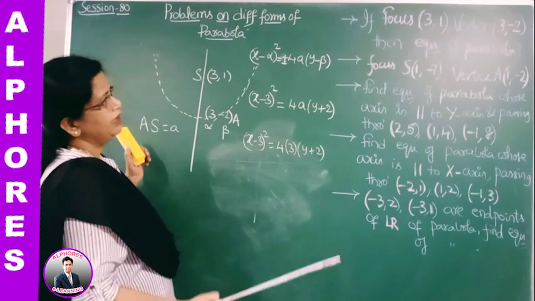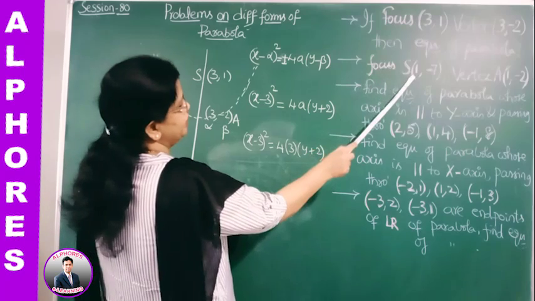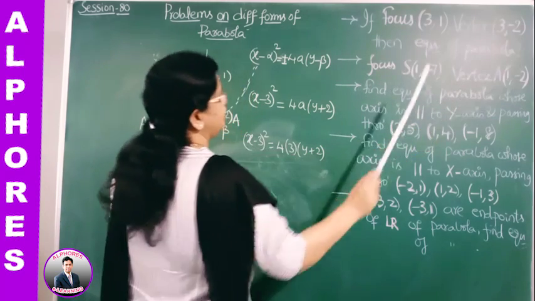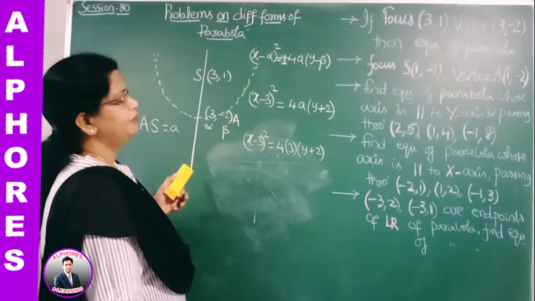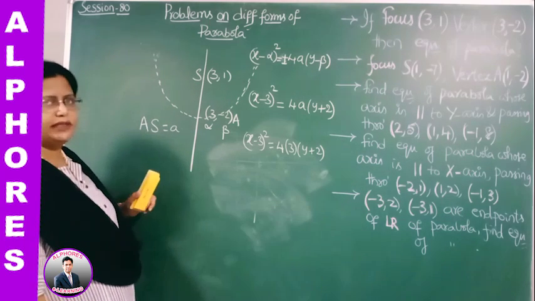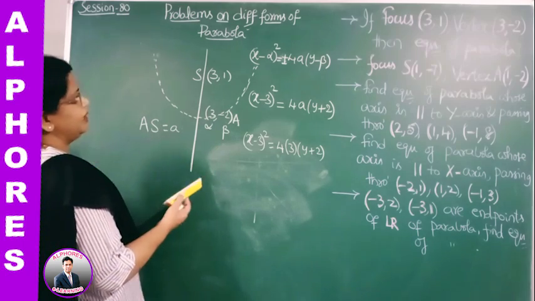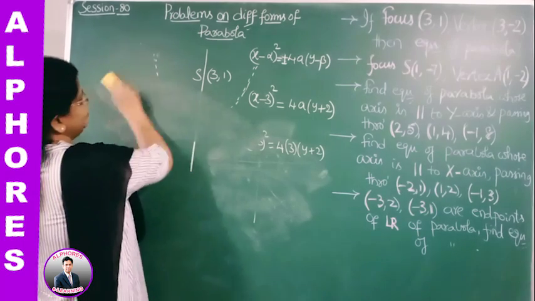Now observe again this problem. Here also you can observe the focus given as 1 comma minus 7 and the vertex given as 1 comma minus 2. Then how can we arrange them? We can arrange them actually here.